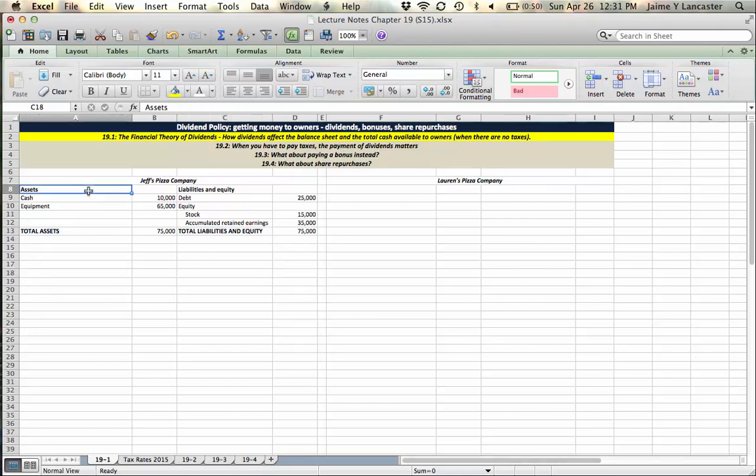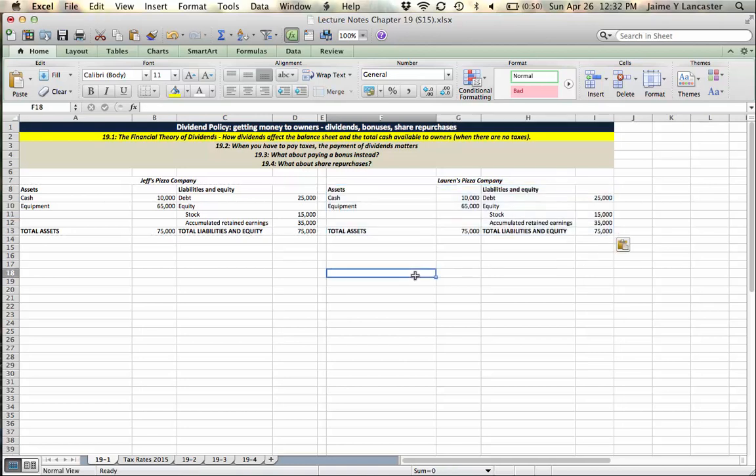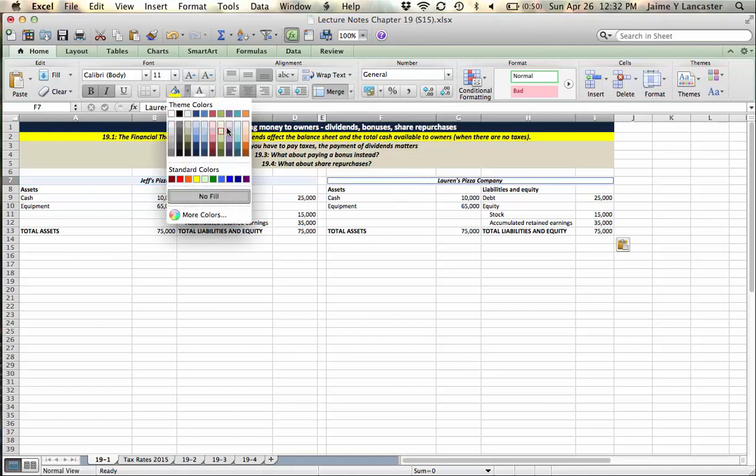For simplicity's sake, so we can make good comparisons, Lauren's balance sheet is exactly the same. We've got two identical firms.